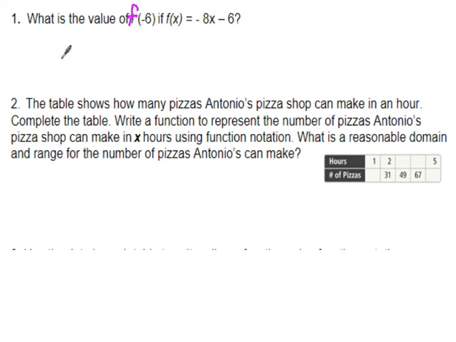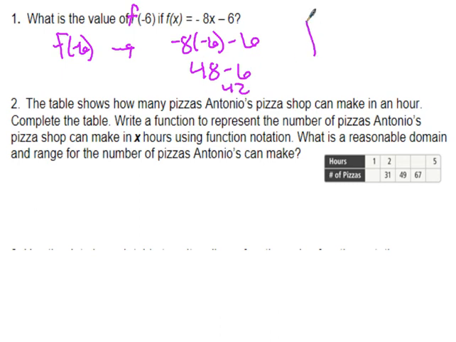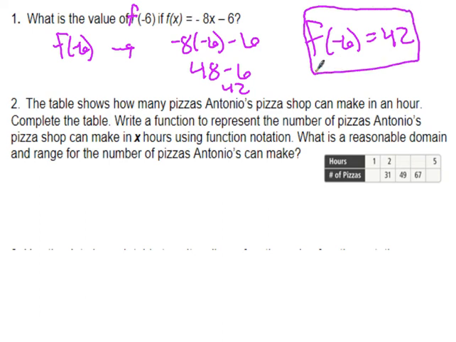But it's asking me for f of -6. So it's just saying, what's the y value when x is -6? So the way I figure that out is I just plug in -6 for x. And then I just solve. -8 times -6 is positive 48 minus 6, which is 42. So f, the function of -6, is 42. And I'm done. I'm not going to write y equals because it wouldn't necessarily be in function notation.